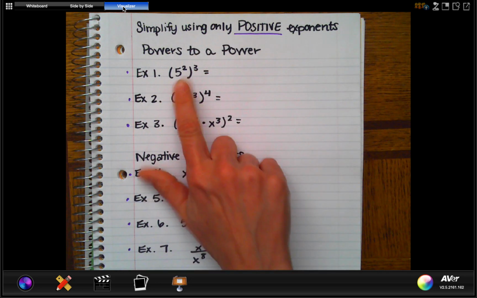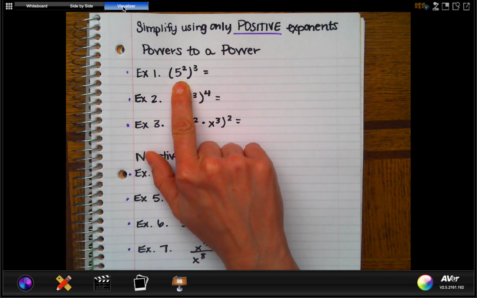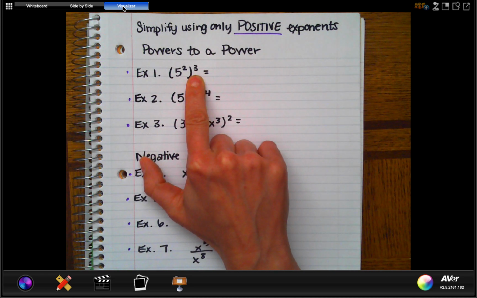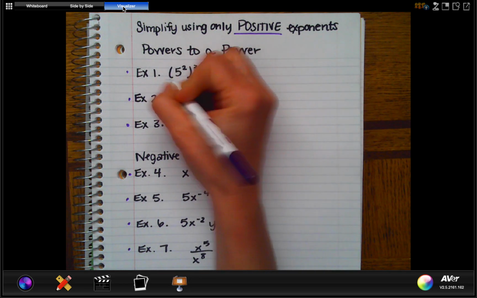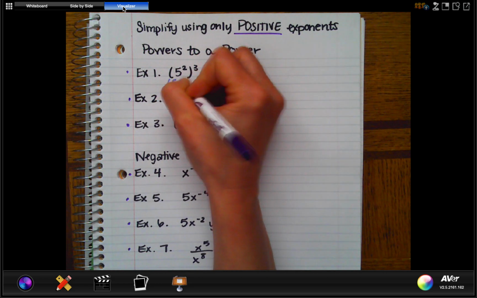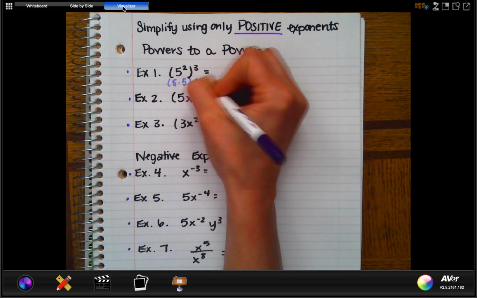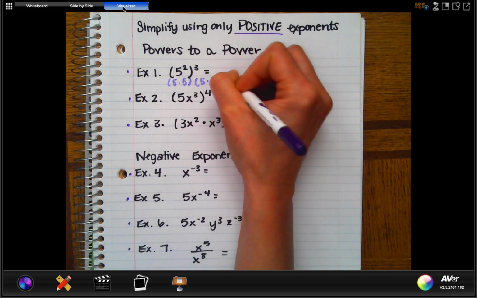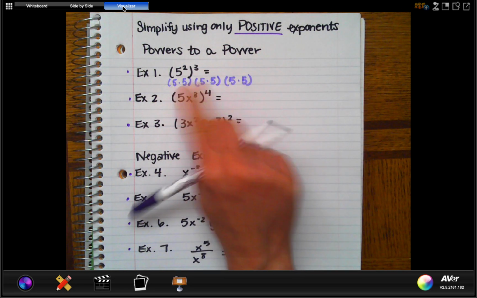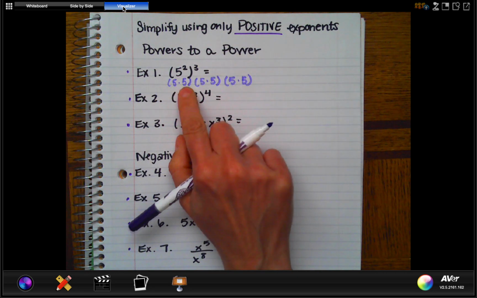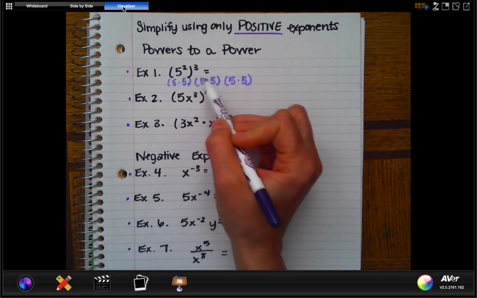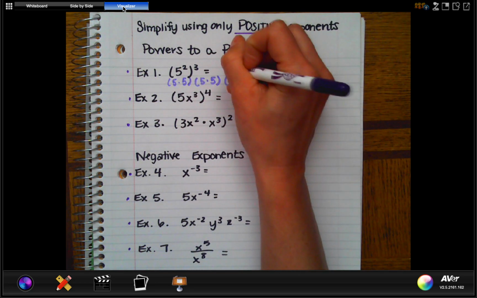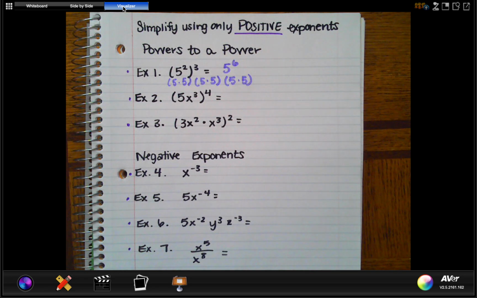And you'll notice on my first example, I have 5 squared in parentheses and that whole quantity raised to a third power. What that really is meaning is that we've got 5 squared, which is 5 times 5, and we have that quantity written 3 times. So there are 3 sections of 5 squared. You really end up multiplying 5 by itself 2, 4, 6 times. So your final answer is 5 to the 6th power. That's what's really happening there.